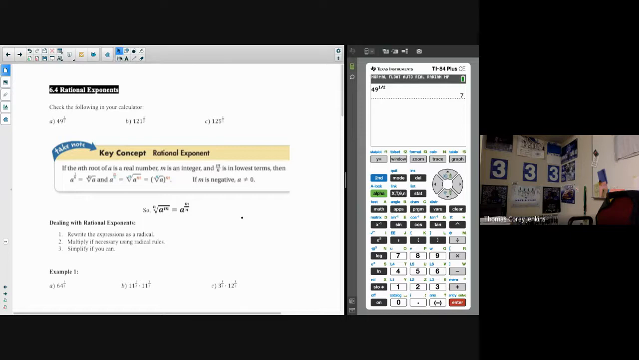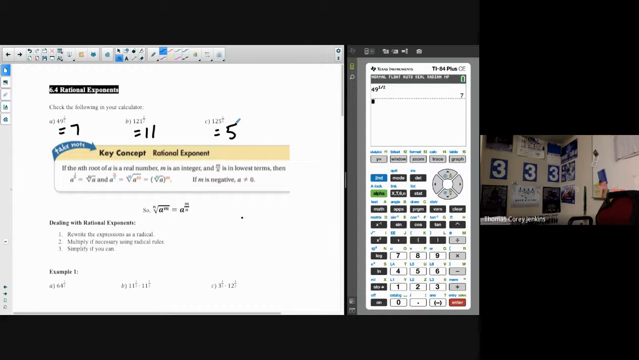Since I showed that one, I won't show the next two, but 121 to the power of 1/2 is equal to 11. And then 125 to the power of 1/3, I know that's tough to see, but that's 5. Okay, and you can just type that in directly.